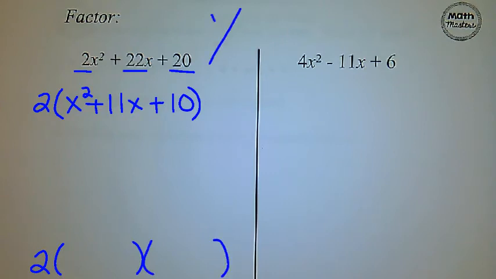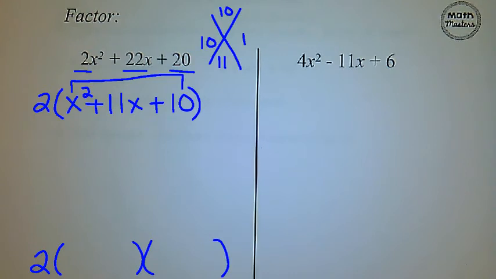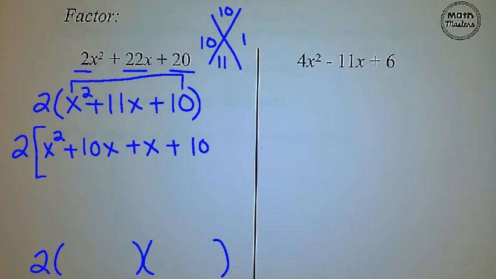So now in my x, I'm just going to do 1 times 10. So I need something to multiply to 10 and add to 11. So that would be 10 and 1. So again, you can leave that 2 out front and then do everything else inside. So I'm going to get x squared plus 10x plus x plus 10. I'll put those into 2 separate ones. So again, keep that 2 out front.